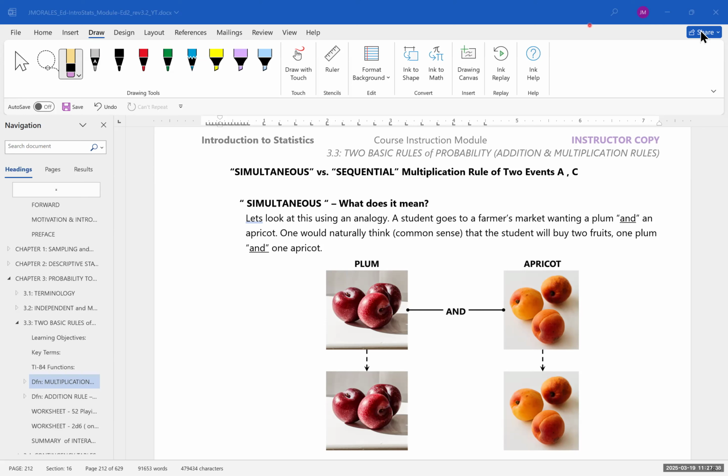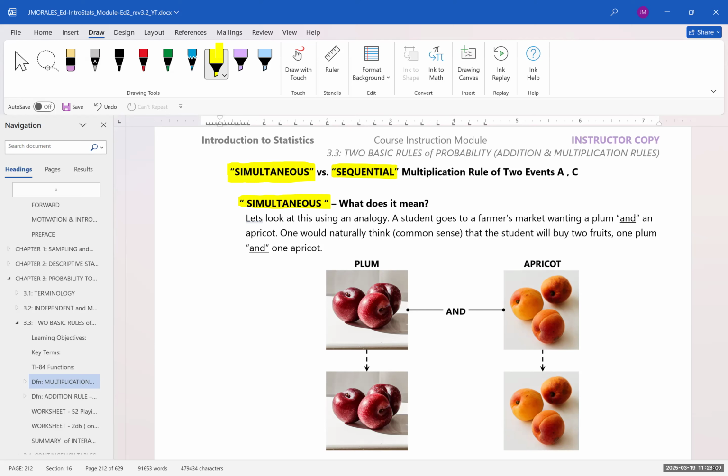All right. Now there's kind of two subtle ways that the multiplication rule can be applied. And the two ways that I've noticed is two events can be applied using the multiplication rule simultaneously or sequentially. So let me tell you what I mean by simultaneous. So let's look at an analogy.